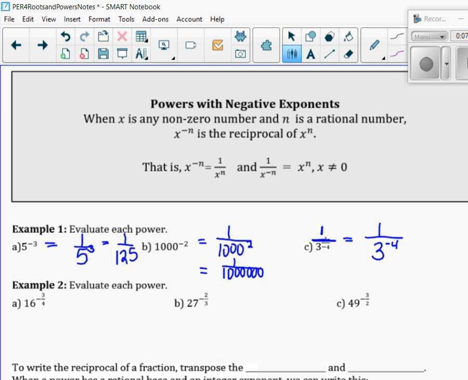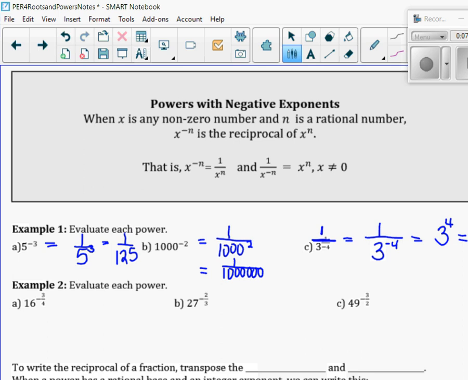But anyways, in order to evaluate, your exponent has to be positive. So how do we make it positive? We reciprocate it. Because this is in the denominator, the reciprocal now will be in the numerator position. I could put it over 1 if you want. But then this is 3 to the power 4, which is 81.